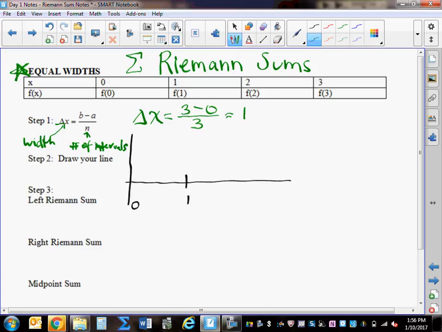We have 1, 2, and 3. Now there was really no information given to me at all whatsoever about this function. It says f of 0, f of 1, f of 2, and f of 3, but I don't know if this is increasing or decreasing. That's fine. It's not going to make too much of a difference for us in setting up our left-right Riemann sums.